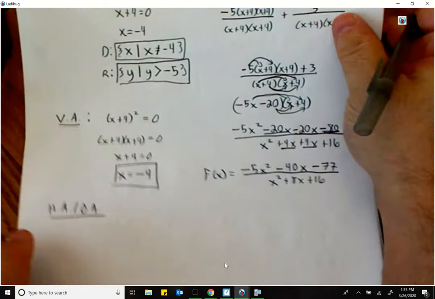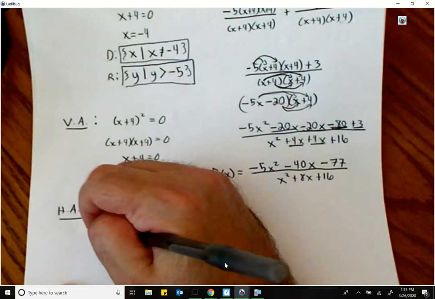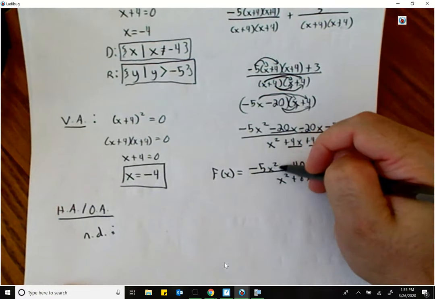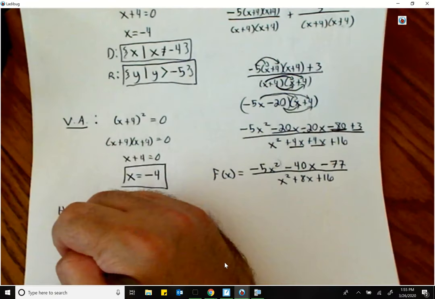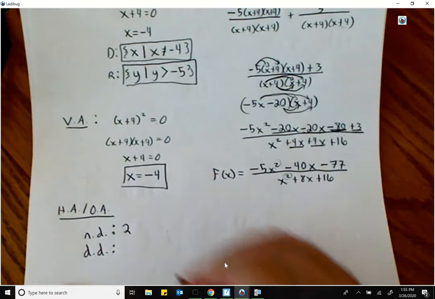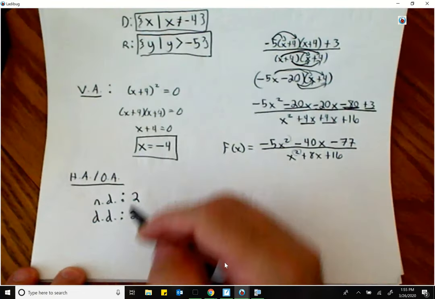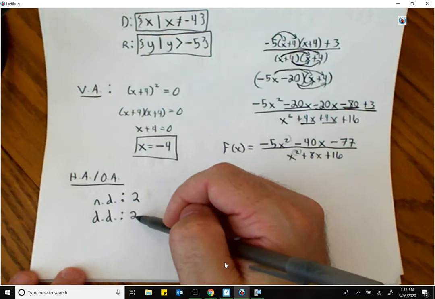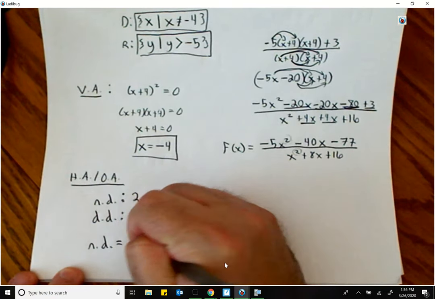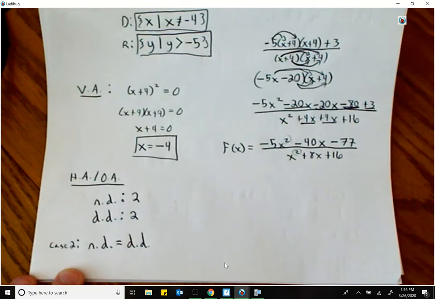And now we can talk about the horizontal asymptote and the oblique asymptote. So in order to work this, again, we need the numerator degree, which is now 2, because that's the highest power. We need the denominator degree, which is 2. So now you go by a case-by-case basis. Case 1 was when the numerator degree was less than the denominator. We do not have that. Case 2 is when the numerator degree equals the denominator degree. And that's what we have. We have a case 2.